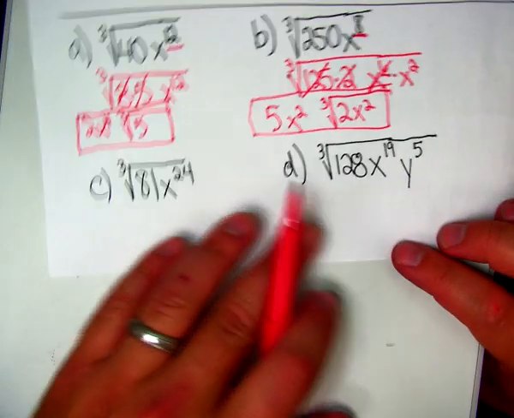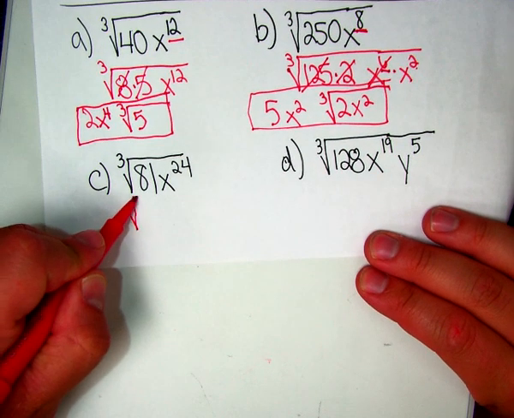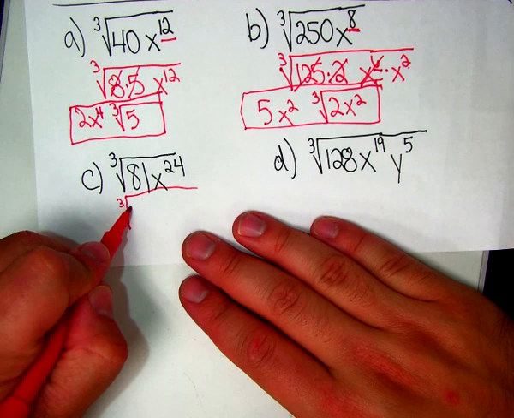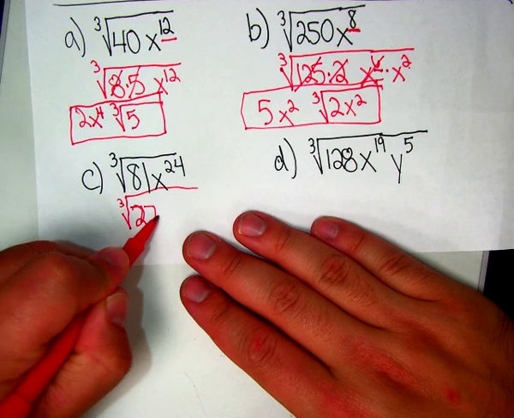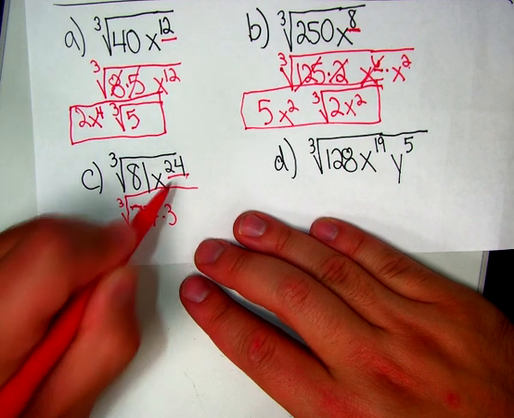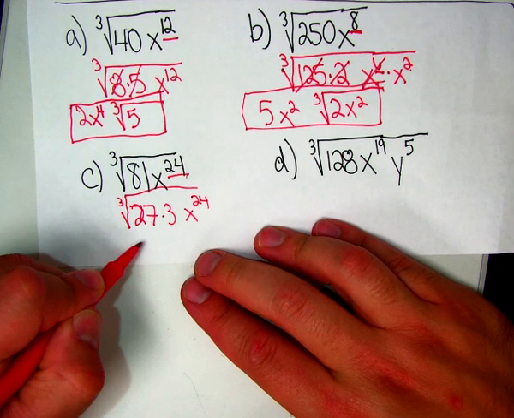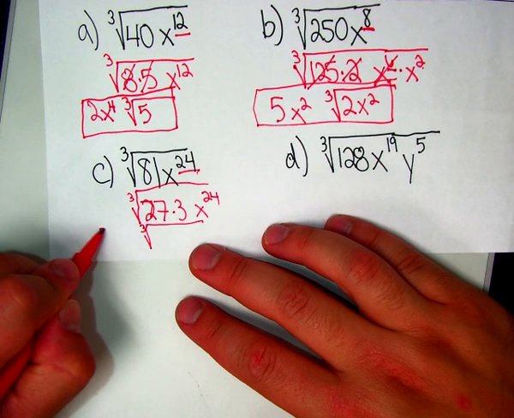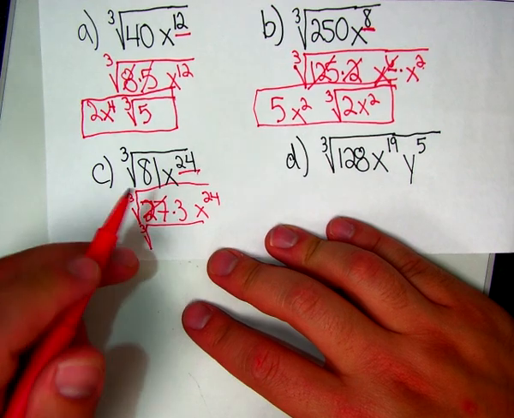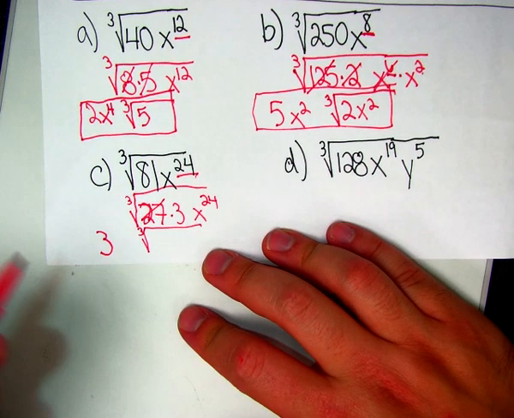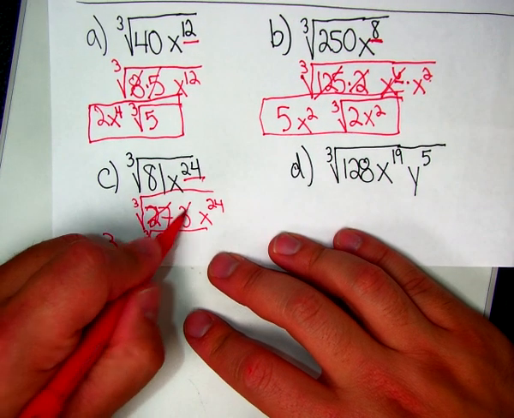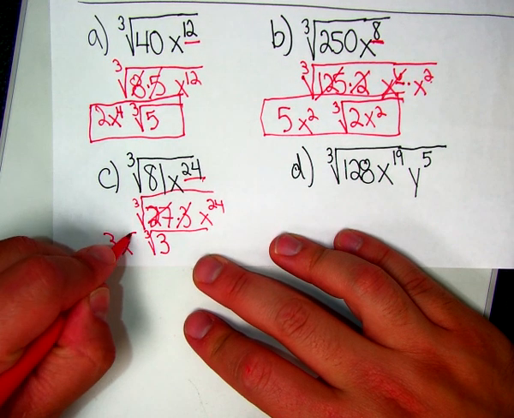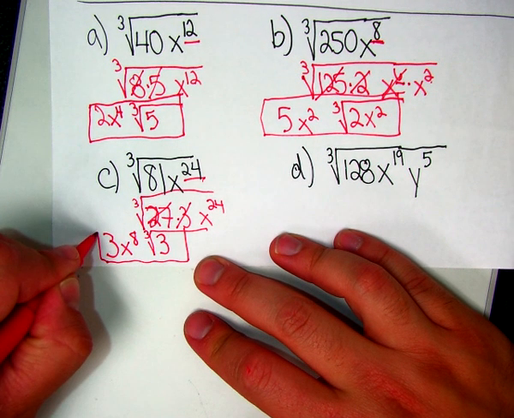All right, 2 more. Cube root of 81, break it up. Okay, the only factors of 81 that are perfect cubes are 27 and then 3. Now this is divisible by 3, so we're going to leave it and simplify. Cube root of 27 is just 3. Can I do the cube root of 3? No, because nothing times itself 3 times is going to equal 3, except for a decimal. X to the 24th, divide that by 3, we get x to the 8th. And there is your simplified answer.